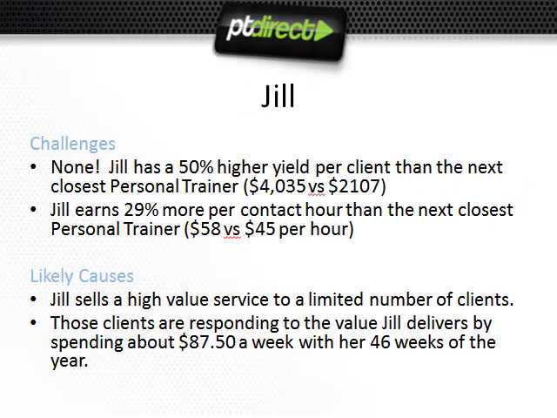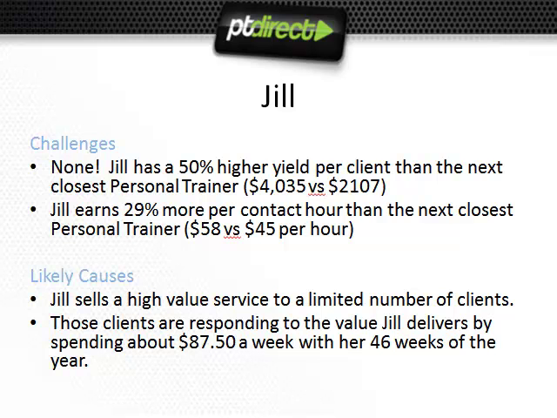So Jill's got 50% higher yield per client than the next closest personal trainer. So Jill's yield is $4,000 a client, whereas James's yield was $2,000 a client. Jill earns about 29%, so 30% more than what James does. So Jill's earning $58 an hour, and James is earning, in terms of profit per hour, $45. That's a big difference. It's a really big difference.